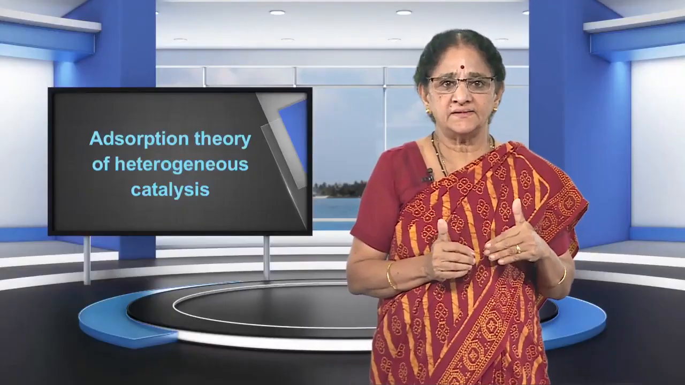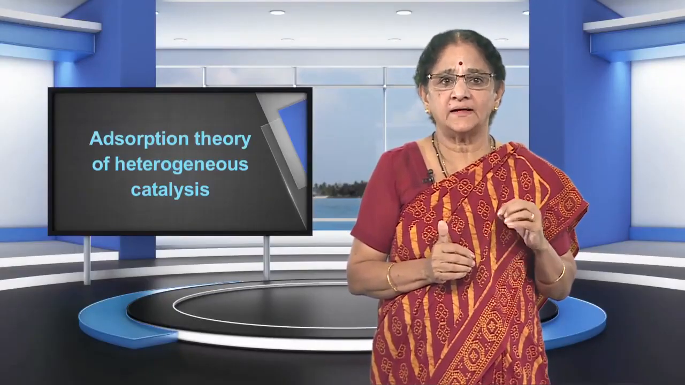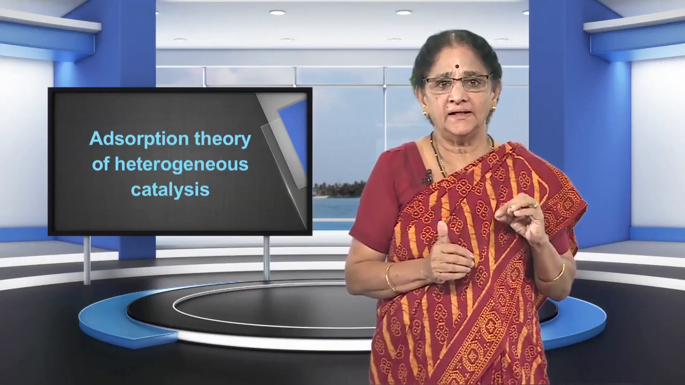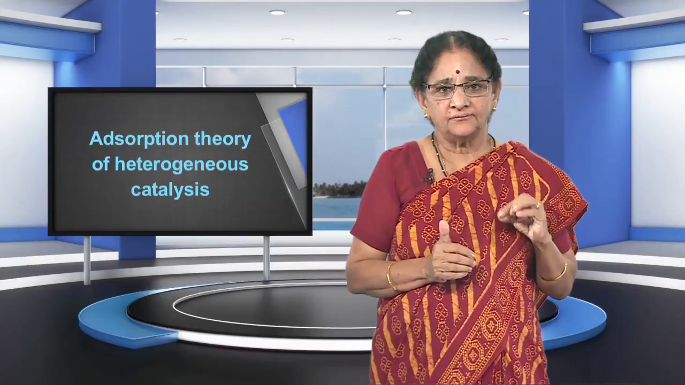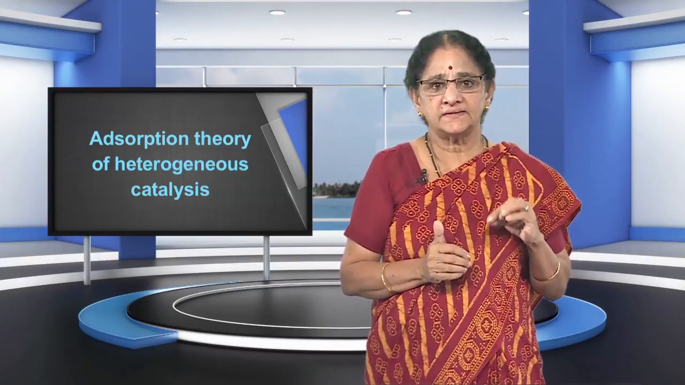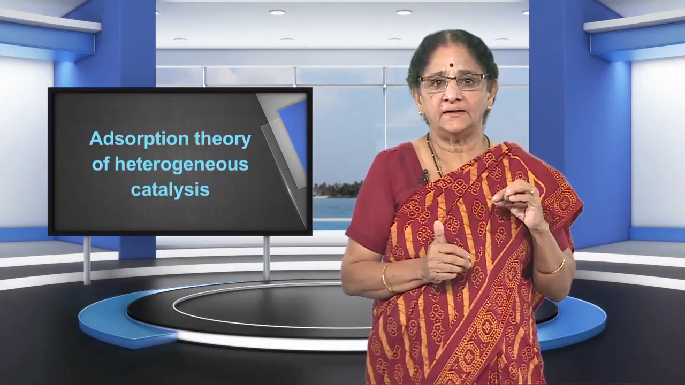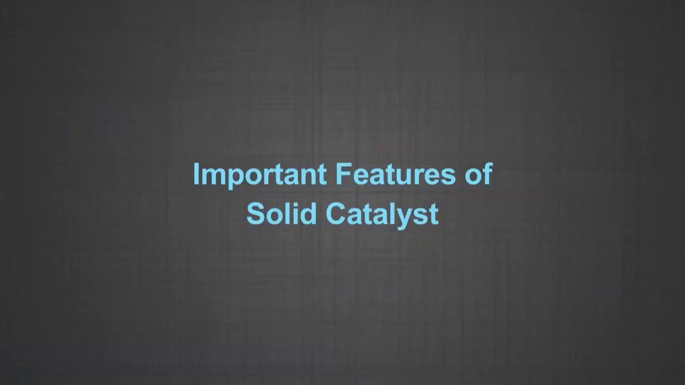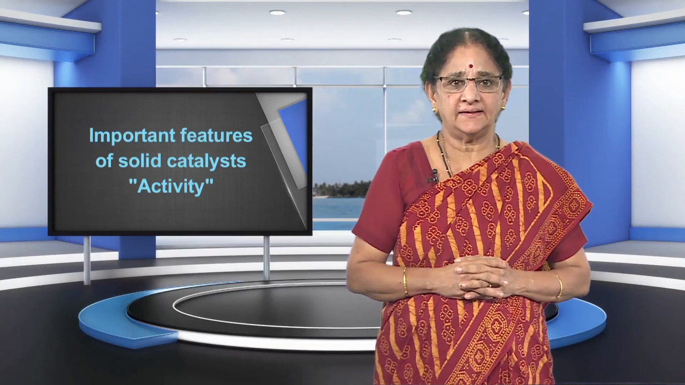This theory explains why the catalyst remains unchanged in mass and chemical composition at the end of the reaction, and why it is effective even in small quantities. It, however, does not explain the action of catalytic promoters and catalytic poisons. Let us consider the important features of solid catalyst. The first and foremost feature is activity.